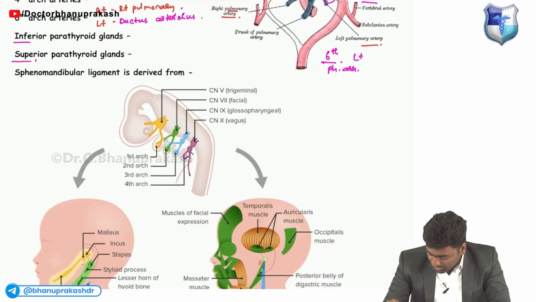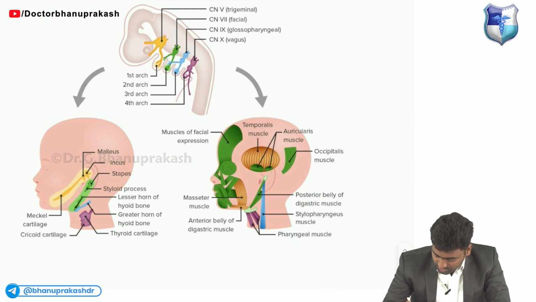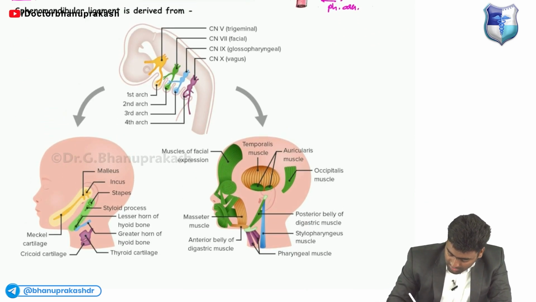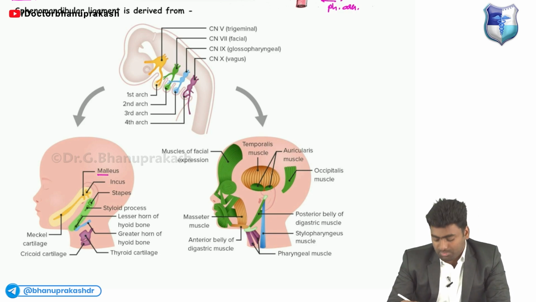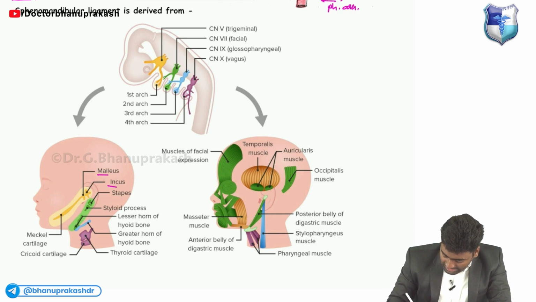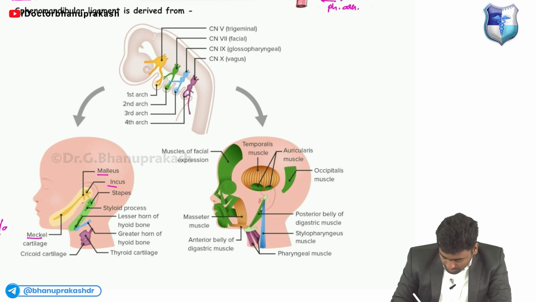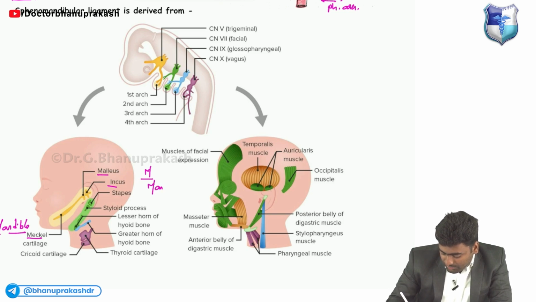So just remember, if you see this image, these are the few derivatives you need to know from the arches. If you see the first arch, it will give rise to the bones malleus and incus, and Meckel's cartilage, which will give rise to the mandible. Okay, so the first arch gives rise to these, and it will be supplied by the mandibular branch of the trigeminal nerve, which is the fifth nerve. Fine, that is the fifth nerve.